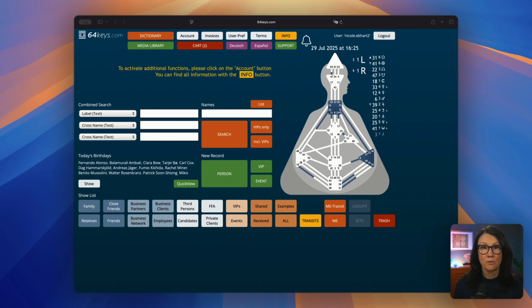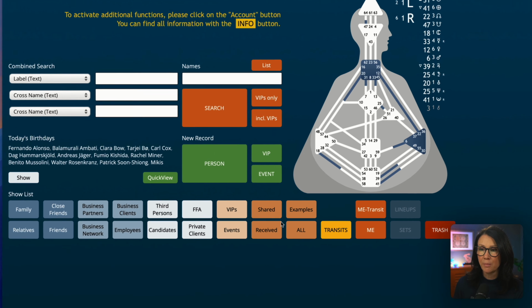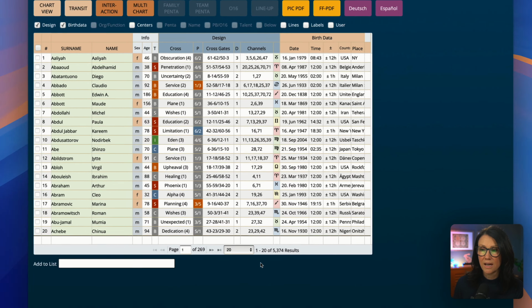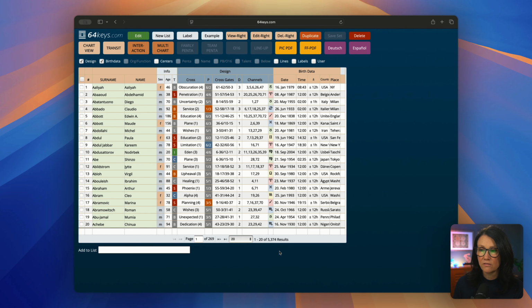The last function I would like to show you in this video is the celebrity or VIP search functions. There are a lot of celebrities entered in 64 keys. You can call them up by this button here. As you can see, we currently have more than 5,000 celebrities entered into 64 keys. All 64 keys users can enter celebrities. If you want to do that, please check out the tutorial video in 64 keys, how to do that correctly.